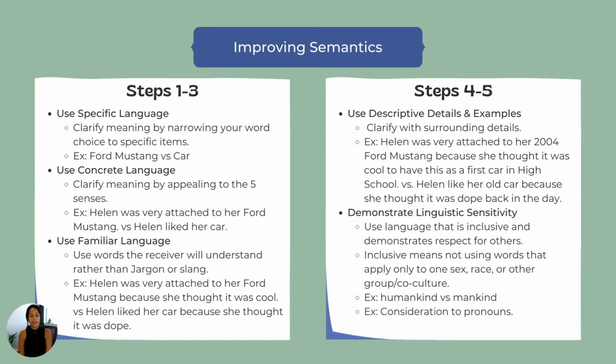Then use familiar language. So sometimes, especially if you're so knowledgeable on a topic, you say words or phrases that people may not readily know, especially if they're not in your speech community or the co-culture that says this word a lot. So you want to try to avoid jargon or slang, especially if you don't know the person extremely well. So here's an example. Helen was very attached to her Ford Mustang because she thought it was cool.